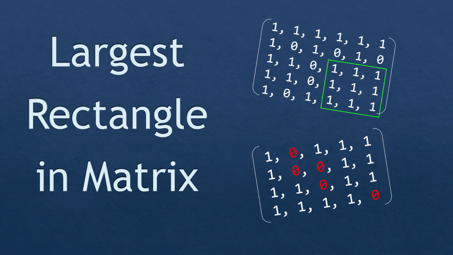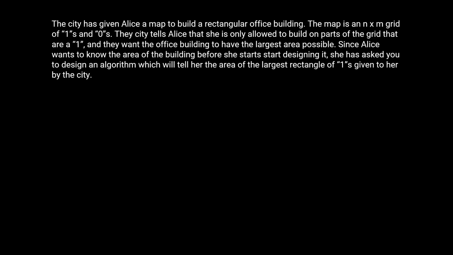Hello everyone. In this video, we're going to look at the largest rectangle in a matrix problem. But to make it more fun, I've set up a scenario. The city has given Alice a map to build a rectangular office building. This map is an n by m grid of ones and zeros.